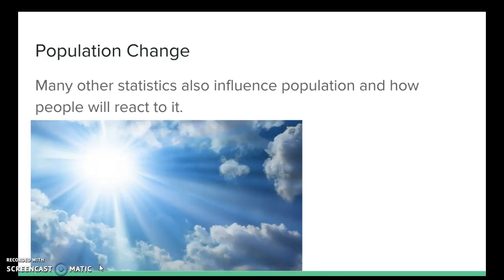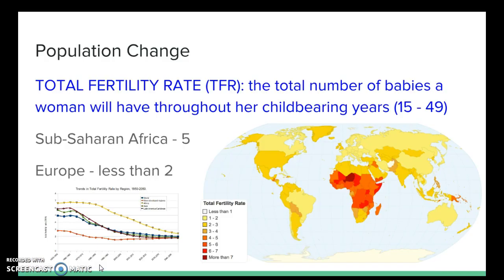There's a lot of other statistics, so I'm just going to roll through those quickly for all of you. Total fertility rate is very simply how many children the average woman will have in her childbearing years. Childbearing years are considered a time that women are able to give birth most easily. This is between 15 and 49. In many parts of the more developed world, this is at 2 or even less than 2. In some parts of sub-Saharan Africa, it is at 5. The highest right now in the world is 8.